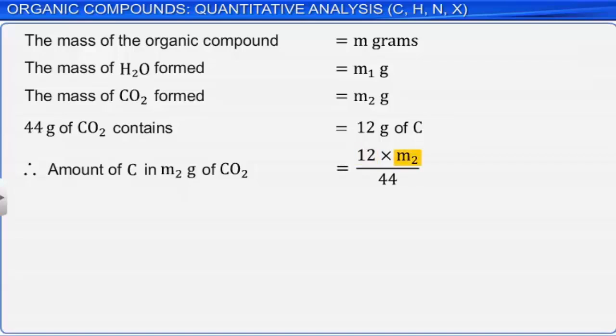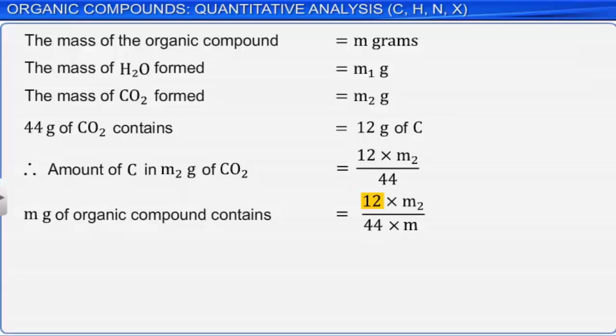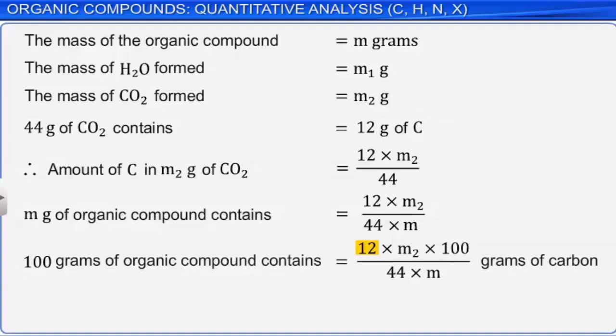Now, m grams of organic compound contain 12 multiplied by m2 divided by 44 grams of carbon. Therefore, 100 grams of organic compound would contain 12 multiplied by m2 multiplied by 100 divided by the product of 44 and m. This gives the percentage of carbon present in m grams of the given organic compound.